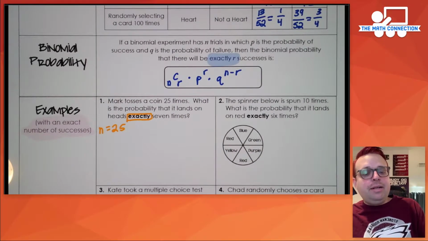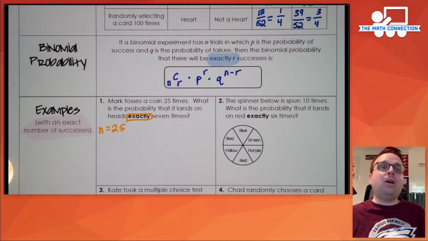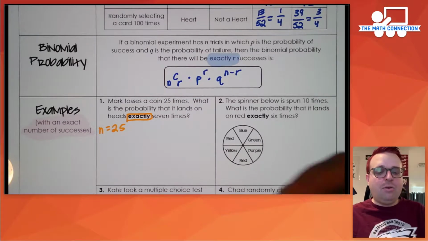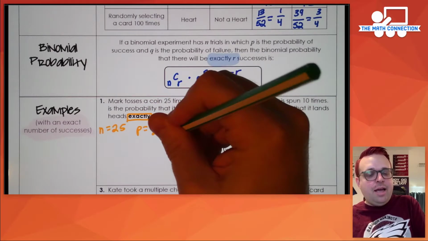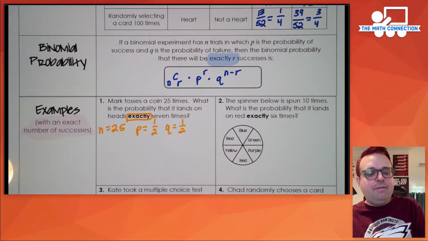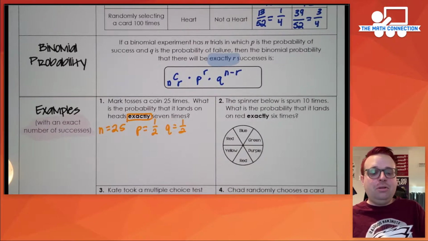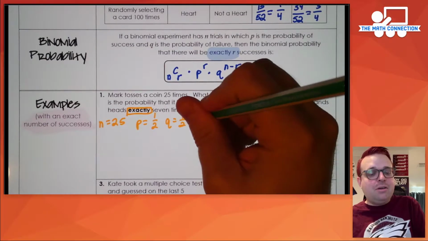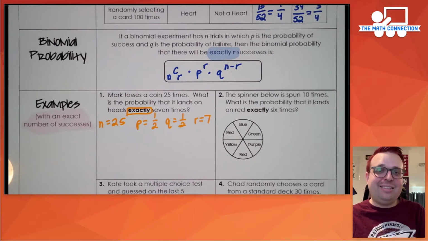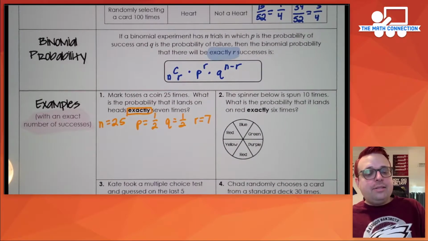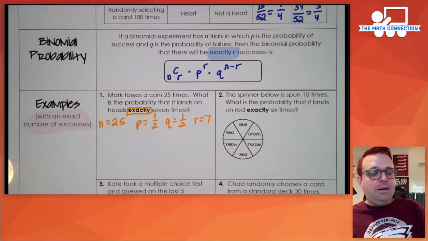And the probability that it's heads. So remember, in a coin toss, there's only 2 sides, so it's 50-50. So the P is 1/2, and the Q is also 1/2. And all you really need to figure out is R, which is how many successes you're looking for. Well, in this case, R is 7 because they told me I'm trying to find out the probability it lands on heads exactly 7 times.